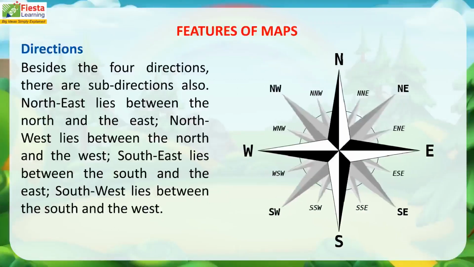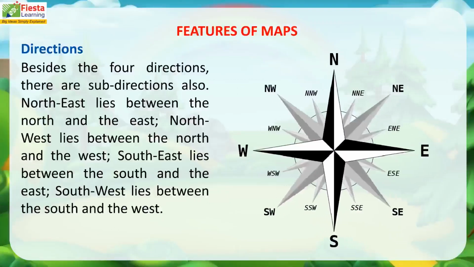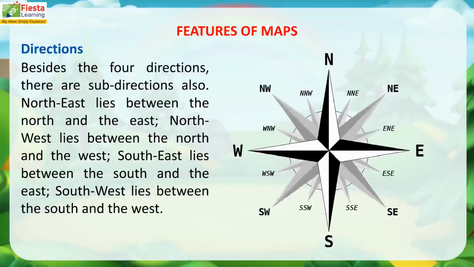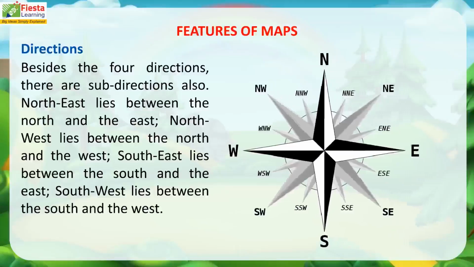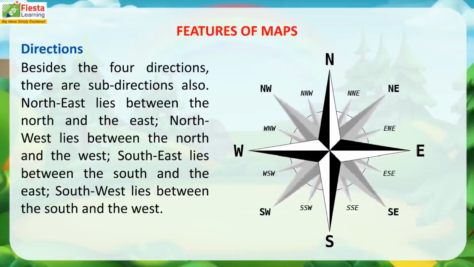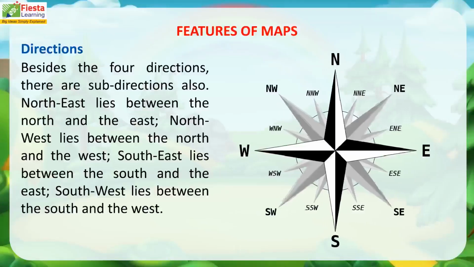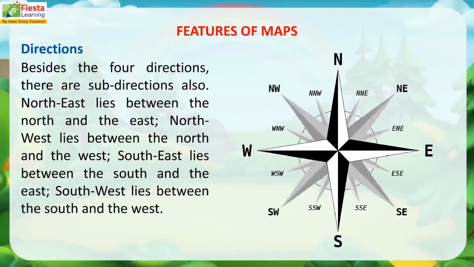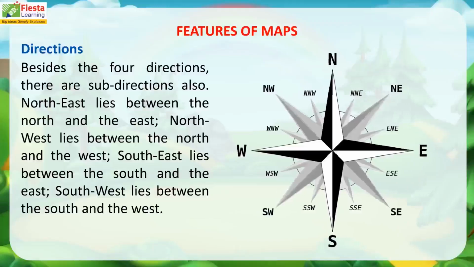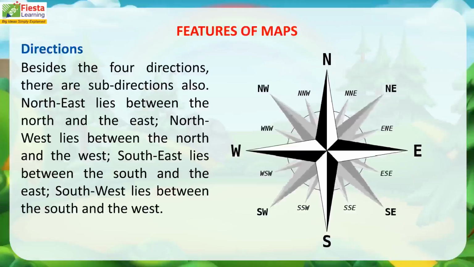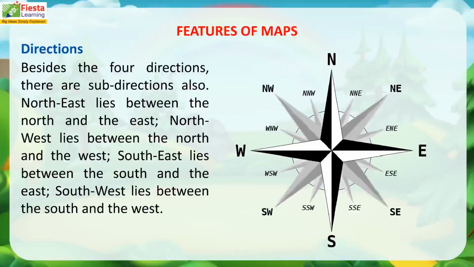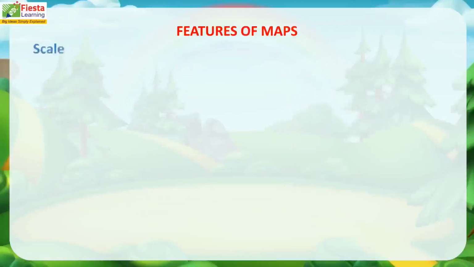Besides the four directions, there are sub-directions also. Northeast lies between the north and the east. Northwest lies between the north and the west. Southeast lies between the south and the east. Southwest lies between the south and the west.